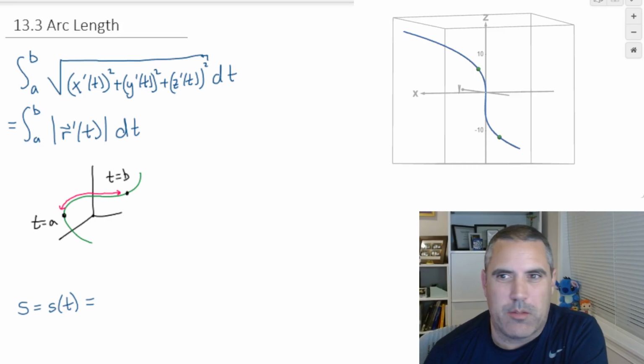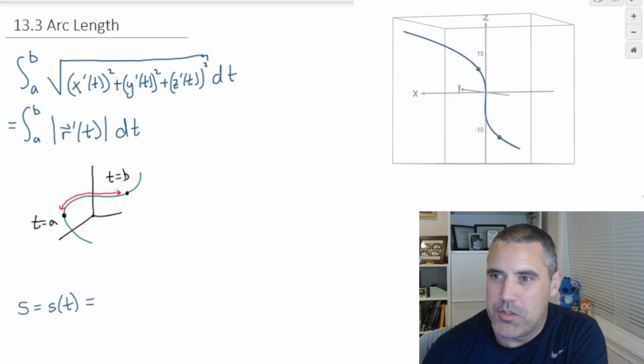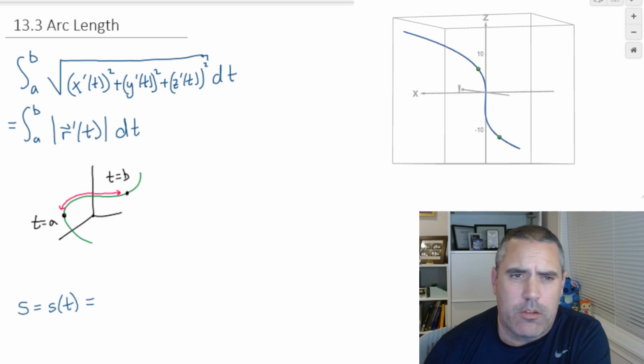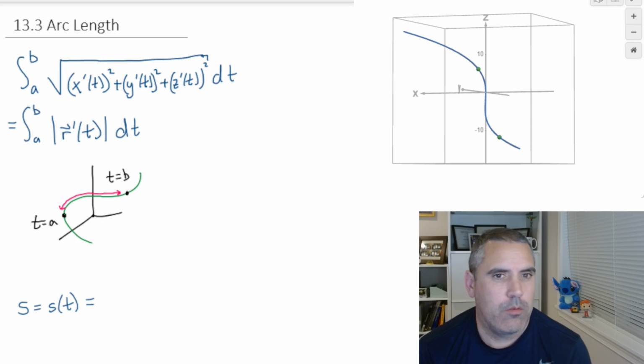Arc length is something we need when we start to work with parameters regularly or if we're studying motion. Arc length really is just distance, but distance along our curve.